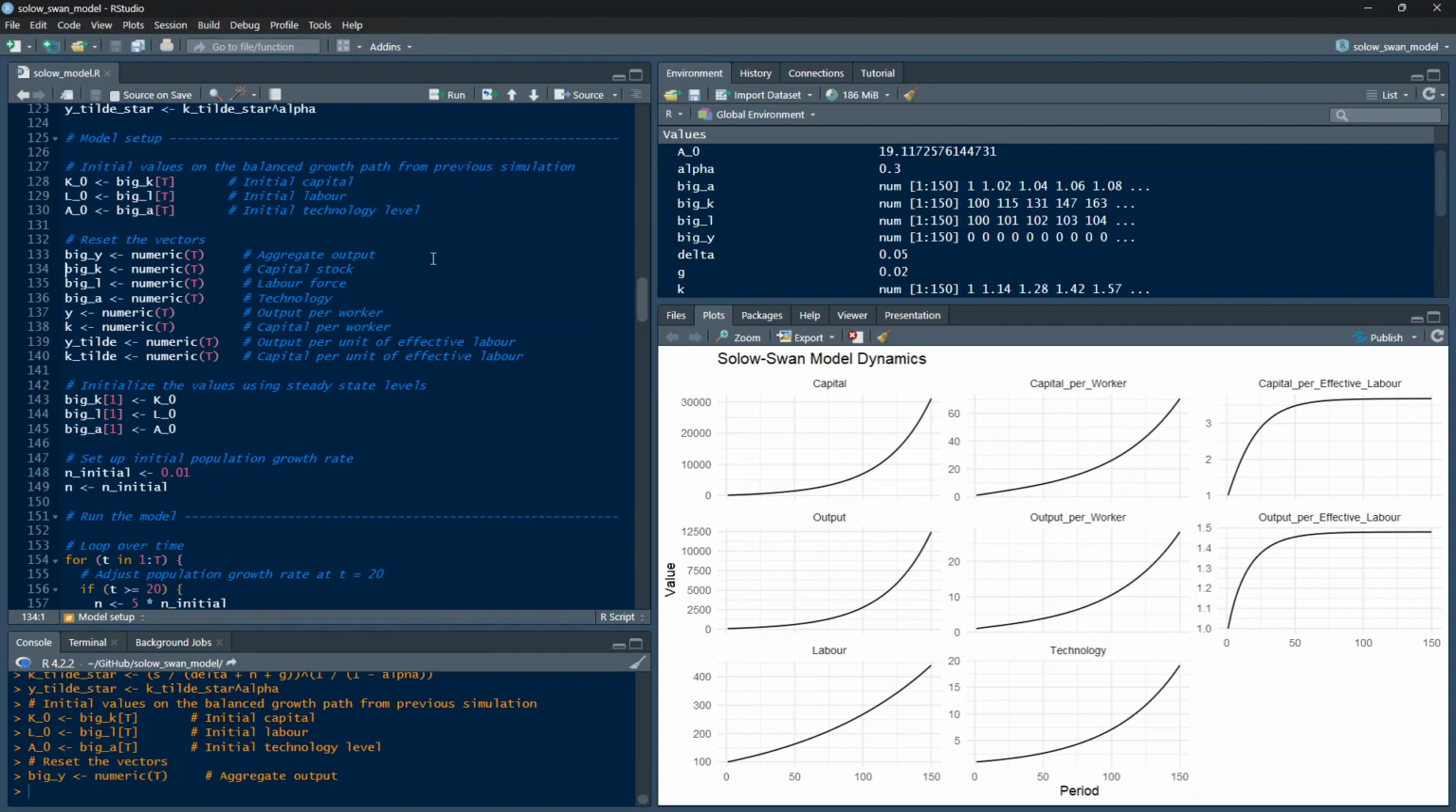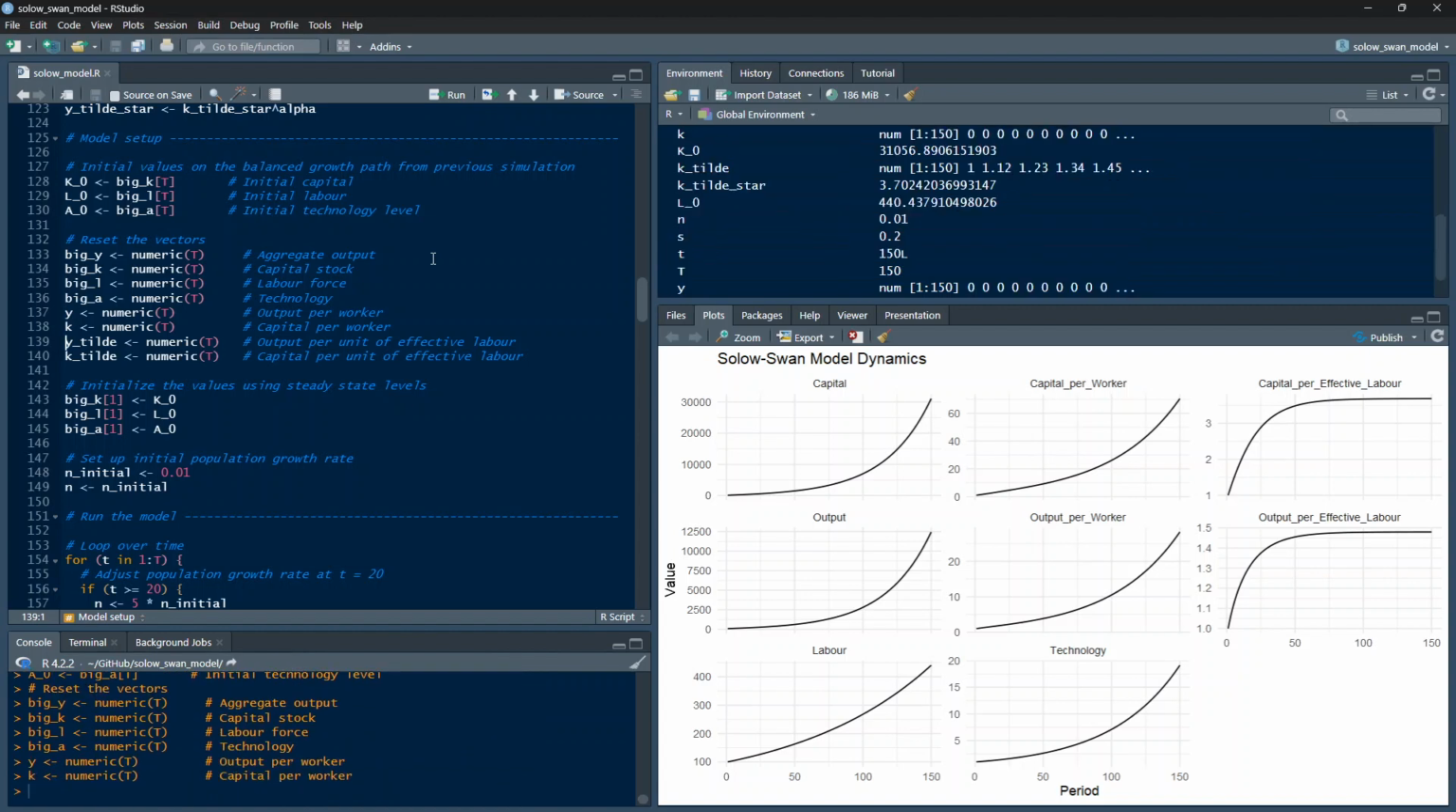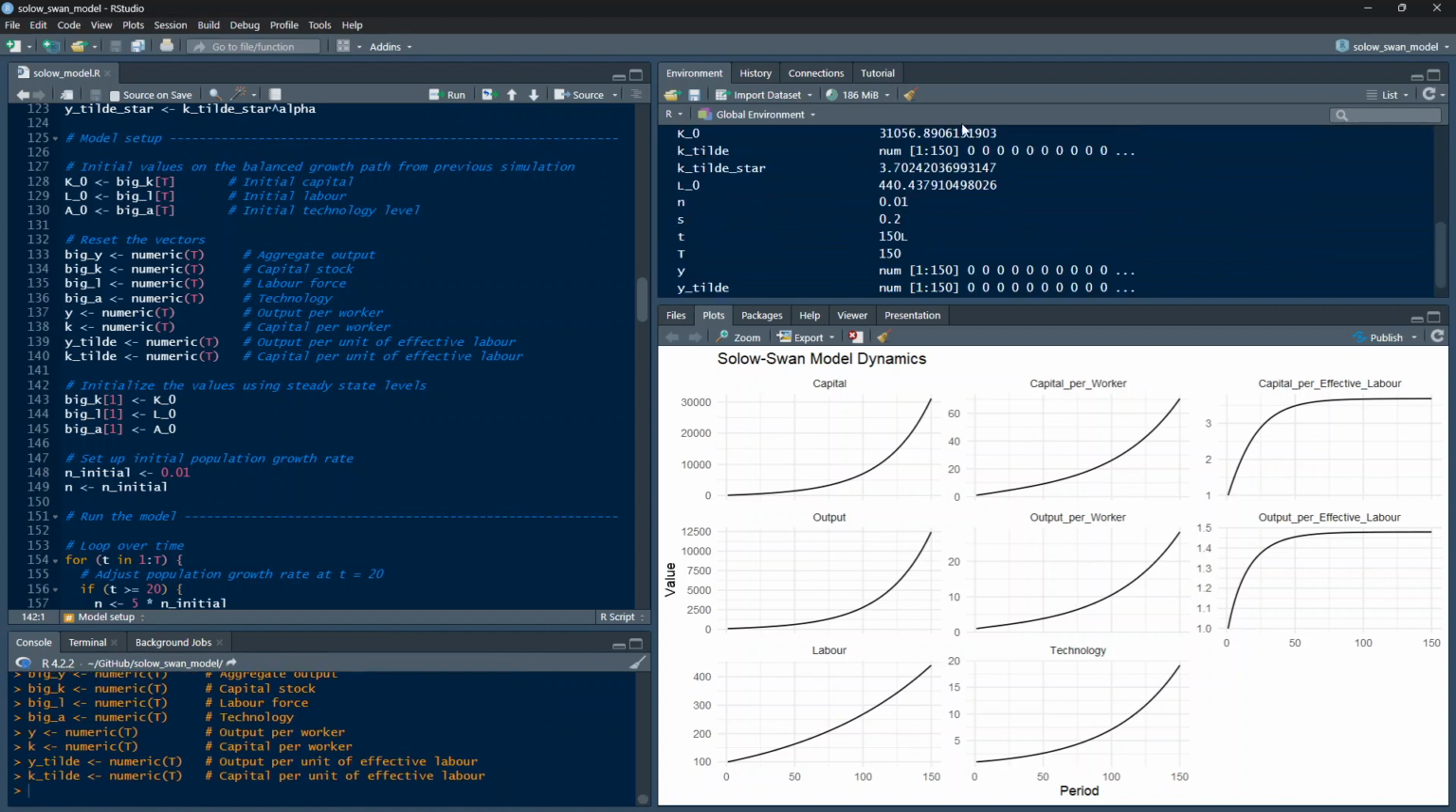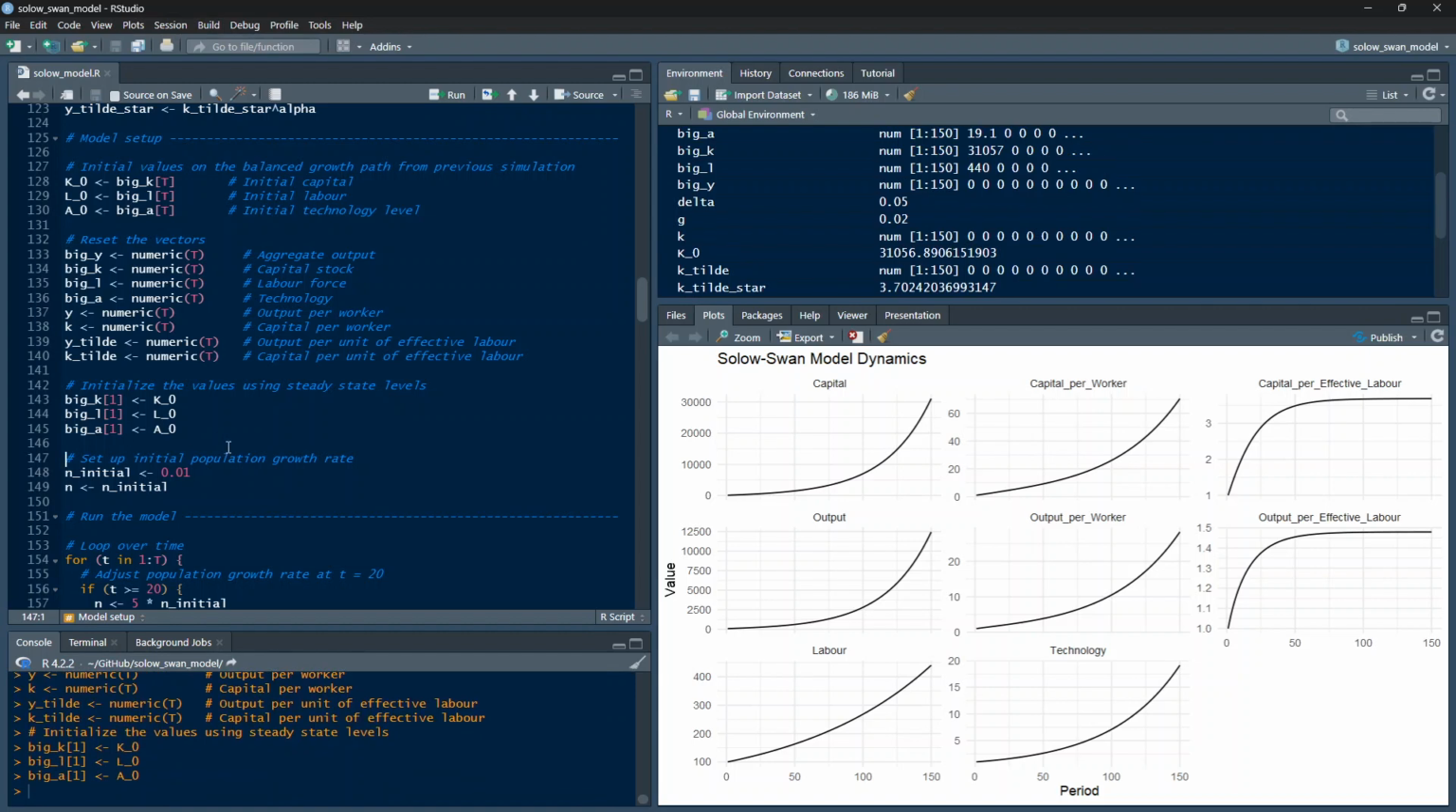What I'm going to do now is reset all of our vectors back to zeros. For example, you can see y and y tilde here are just vectors of zeros, and then we will plug in those initial values. In the big A vector, the initial value is 19.1, and then it goes 0 onwards. For capital, it's 31,000, and then 0 onwards. And for labor, it's 440, then 0 onwards. Then we're going to rerun this model.